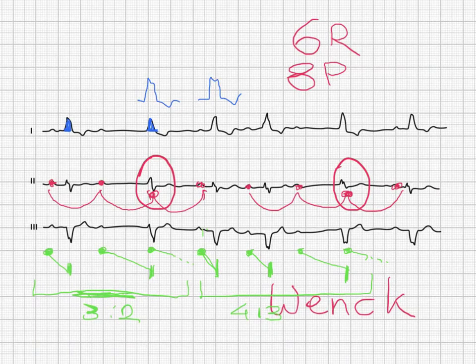So the final diagnosis is, this is a high-degree AV block, type Wenckebach, with an average heart rate of about 65 per minute, plus complete left bundle branch block.